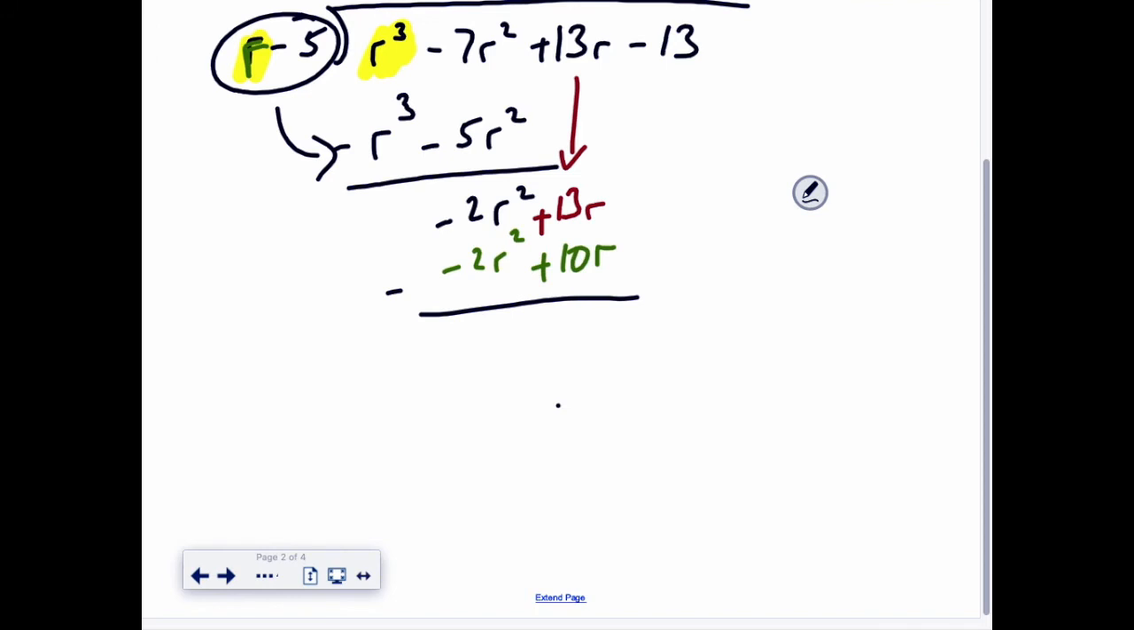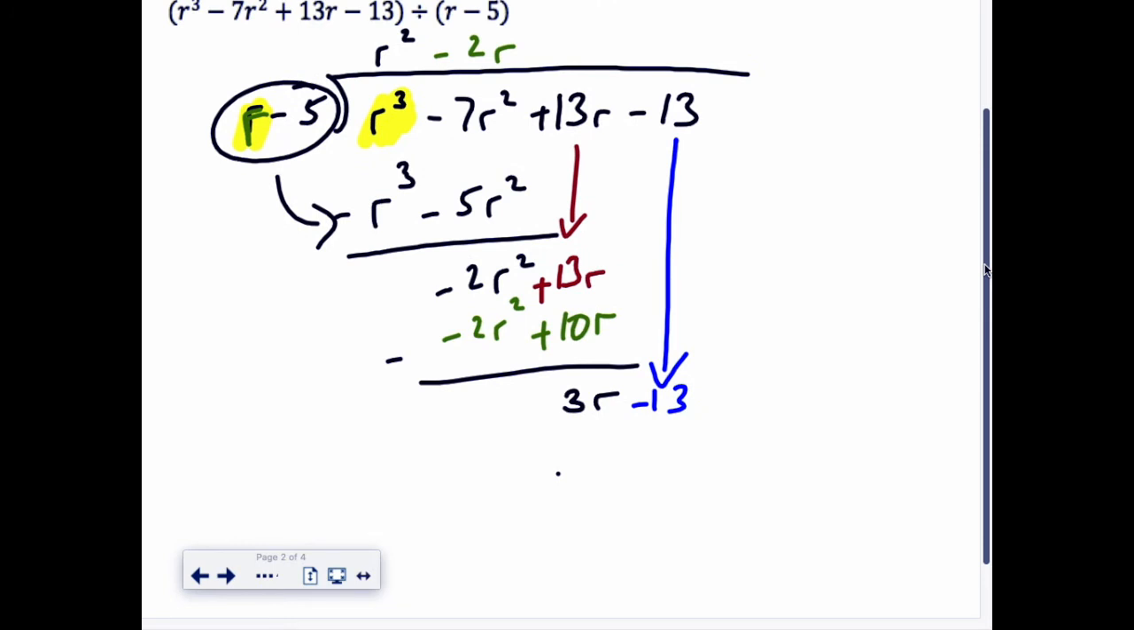First two terms are going to cancel out. They always will if you're doing this right. So I'll have 13 minus 10. So that's just going to be 3r. Bring down the next one. Minus 13. Well, then we're just going to ask ourselves, r times what is 3r? The answer here is just going to be 3. So I'm going to do plus 3. 3 times r is 3r. 3 times negative 5 is negative 15. And I'm just going to subtract it. 3r minus 3r is 0. I'm not going to do anything with it. Negative 13 minus negative 15 is positive 2.